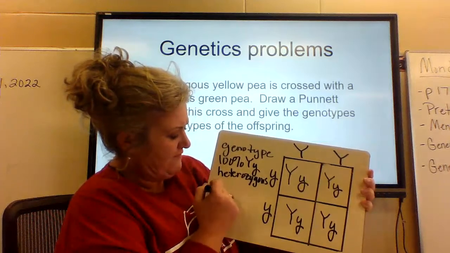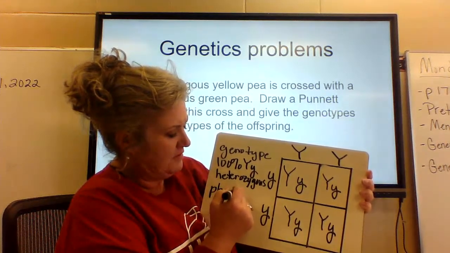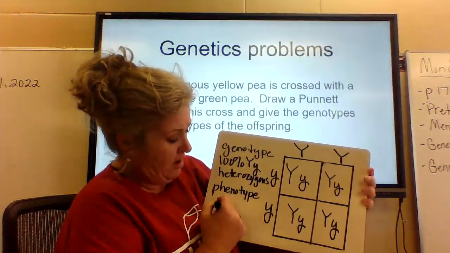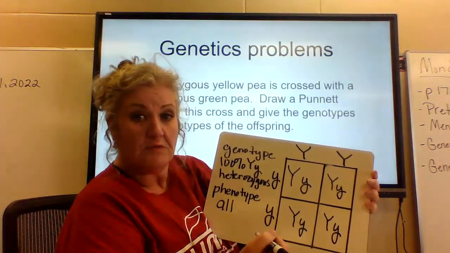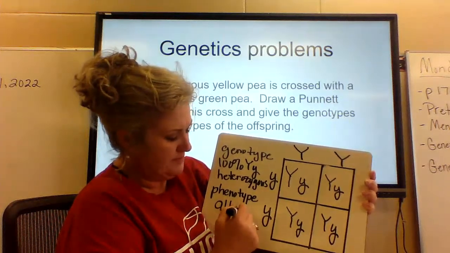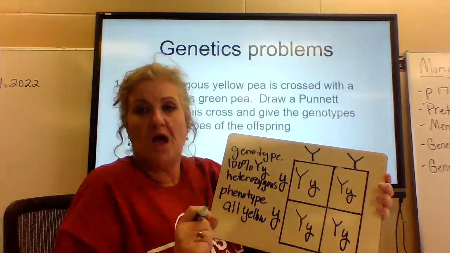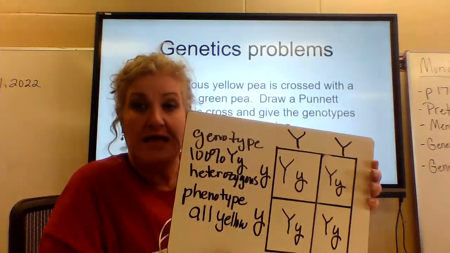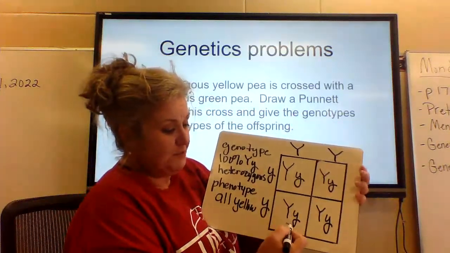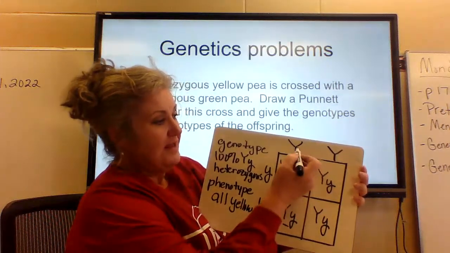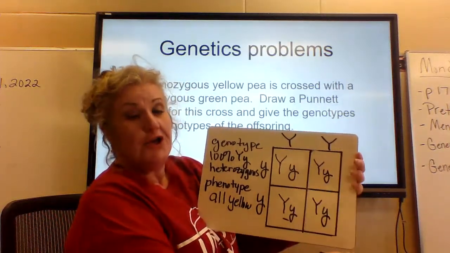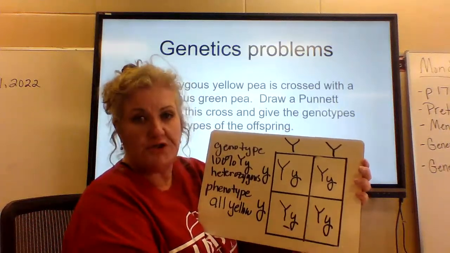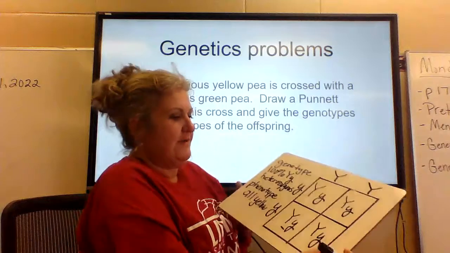And then it wants to know the phenotype. And phenotype is the physical appearance. And they're all what? Yellow, right? No greens. All yellow. All yellow, right? Now, does this yellow offspring look any different than this yellow parent? Nope. This shows yellow. If the dominant shows up, it shows out, right? Okay? All right.